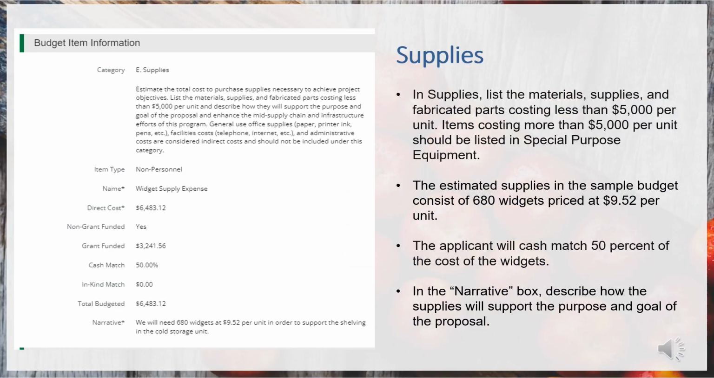The next expense category is supplies. In supplies, list the materials, supplies, and fabricated parts costing less than $5,000 per unit. Items costing more than $5,000 per unit should be listed in special purpose equipment. The estimated supplies in the sample budget consist of 680 widgets priced at $9.52 per unit. The applicant will cash match 50% of the cost of the widgets. In the narrative box, describe how the supplies will support the purpose and goal of the proposal.